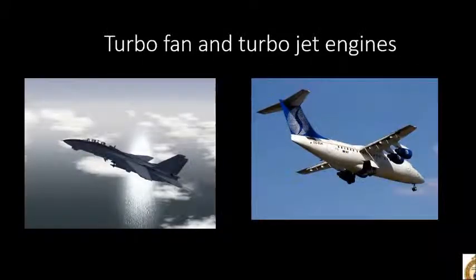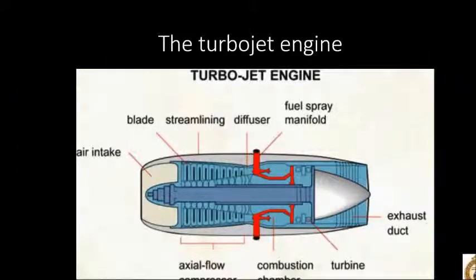Our next type of turbine engines are turbofans and turbojets, and just some really basic differences between them. The turbojet was kind of like the early form of jet engines. Again, it sucks in air, compresses it, adds fuel to it, ignites it, and blows it out the back. That's basically what happens with jet engines.